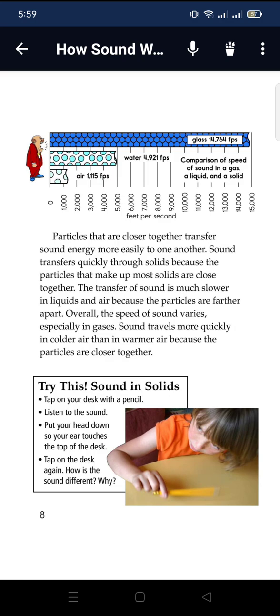Overall, the speed of sound varies, especially in gases. Sound travels more quickly in colder air than in warmer air because the particles are closer together.